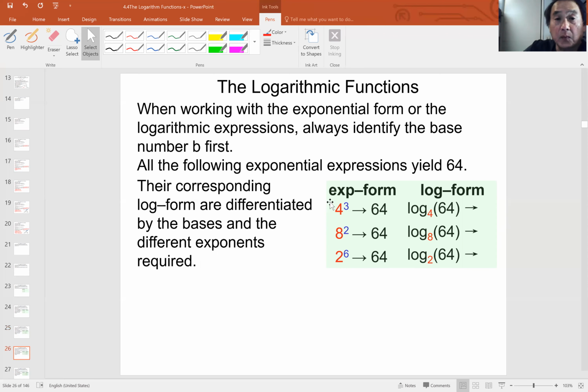The 64 is the output, and what are the exponents used? Respectively it is 3 and 2, and to get 2 raised to the power 6, I need 6.